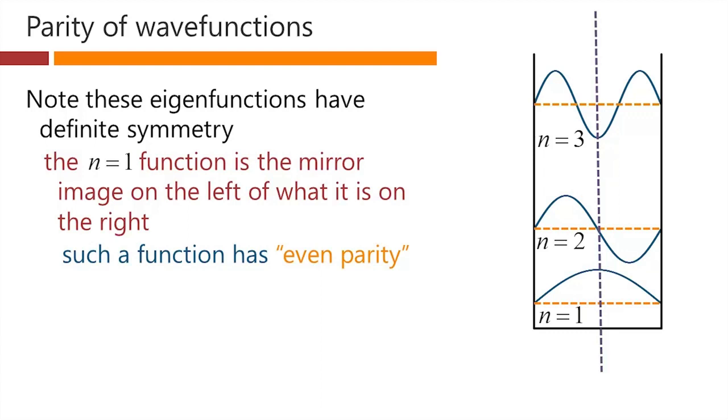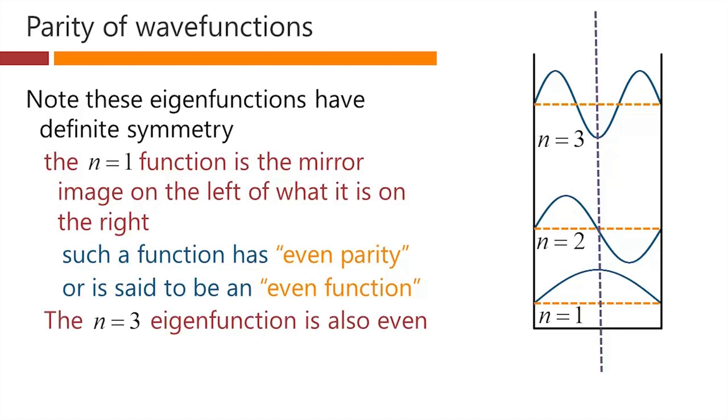Such a function is said to have even parity with respect to this point, to this axis, or it could be said to be an even function. Note, incidentally, that the n equals 3 function is also even though it goes below the axis here and above the axis there. It's still true that if you take any point on the right, then the corresponding mirror image point on the left of this line has exactly the same value of the function.